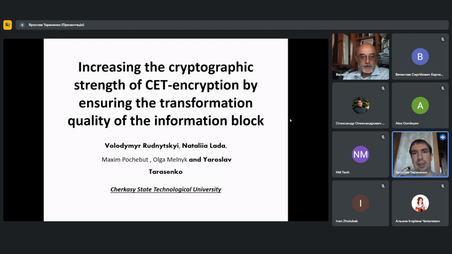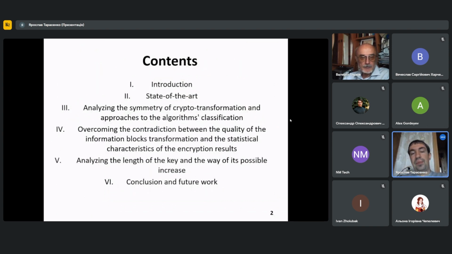So I represent a thesis on the topic of increasing the cryptographic strength of set encryption by ensuring the transformation quality of the information block. It consists of analyzing the symmetry of crypto transformation and approaches to algorithm classification, overcoming the contradictions between the quality of the information block transformation and the statistical characteristics of the encryption results, and analyzing the length of the key and the way of its possible increase.